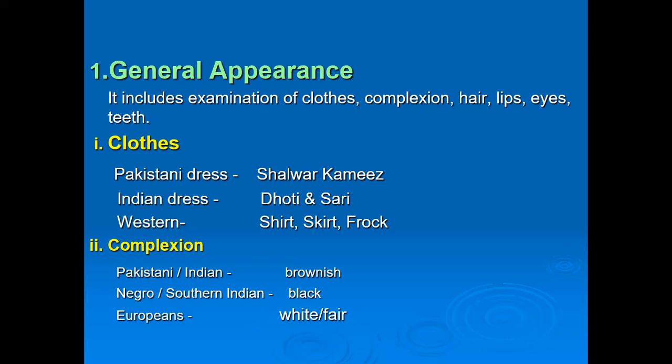Indian dress may be dhoti and sari, the person wearing. Western dress may be shirt, skirt, frock, which is now very common in our Asians too. Complexion: Pakistani and Indian or Asians are brownish in color, generally ranging from white to black, but not pure white or pure black. Negroes and South Indians are black in color. Europeans are generally white and fair in color.